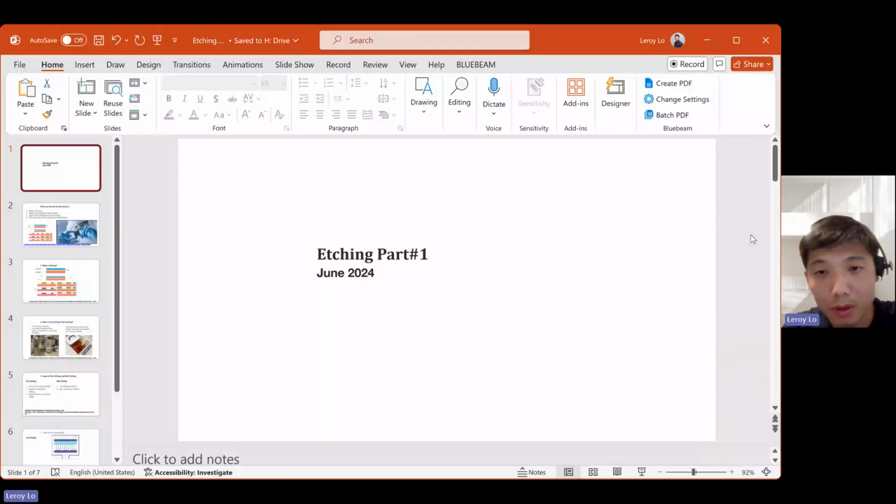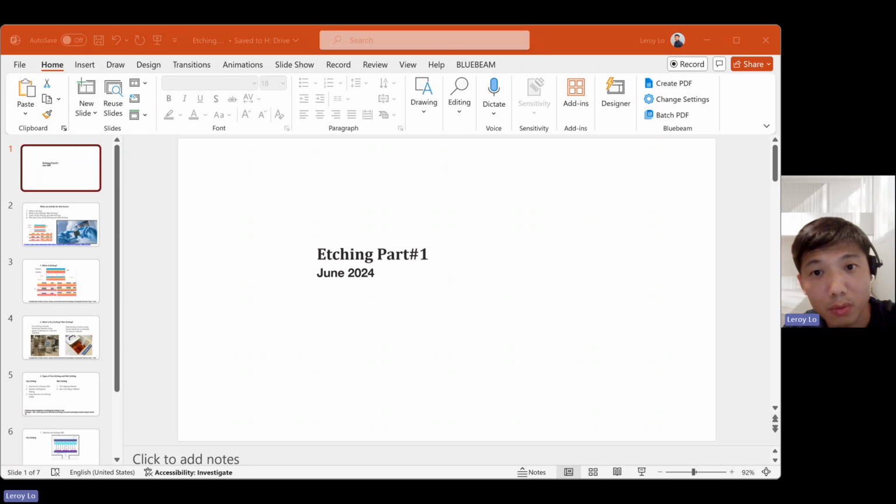Hello everyone. Today we want to talk about etching. I separate this into two parts because this is a lot to talk about, and this is a very important section for semiconductor fabrication. So we separate etching into two sections.